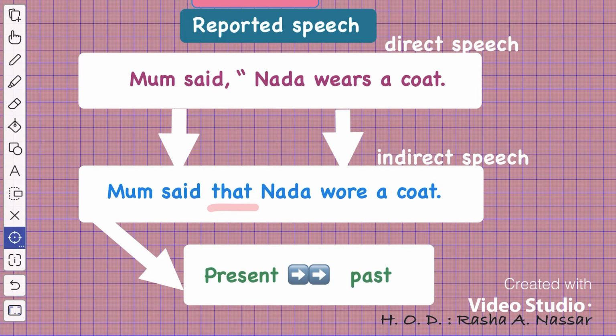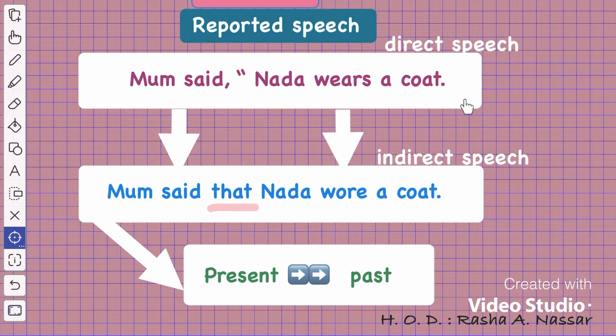Today's lesson is reported speech. What do we mean by reported speech? Reported speech is when we tell someone what another person said. And to do this, we will use direct speech and indirect speech. What do we mean by direct speech and what do we mean by indirect speech?